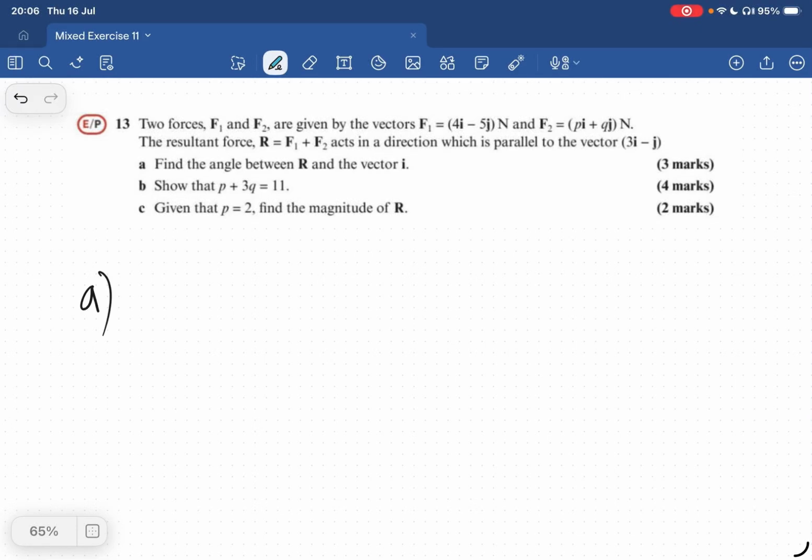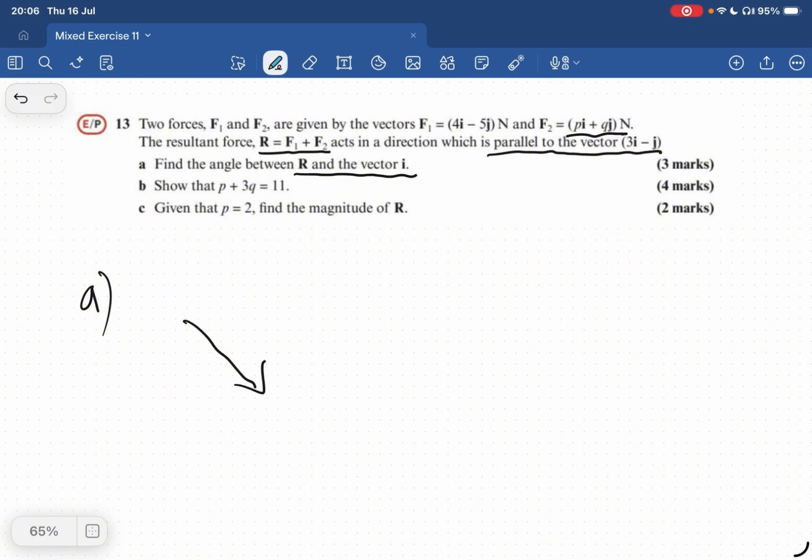Here we have question 13, and we're asked to find the angle between R and I. But the problem with R is we've currently got two unknowns, so we can't figure out what the angle is between R specifically and I. But what we can figure out is the angle between this parallel vector and I, because these are going to be the exact same thing.